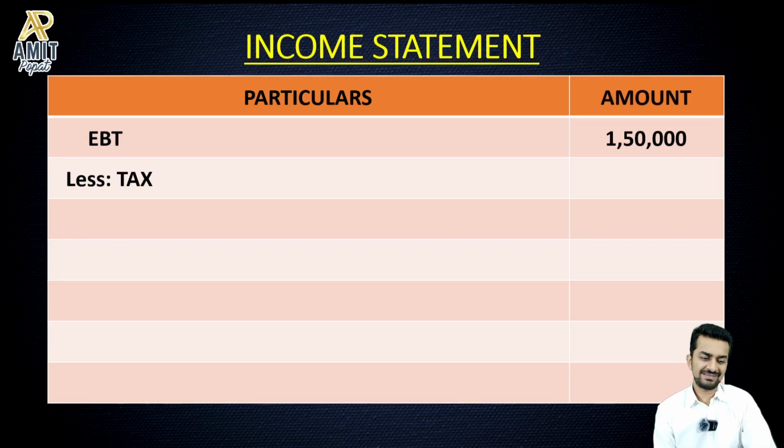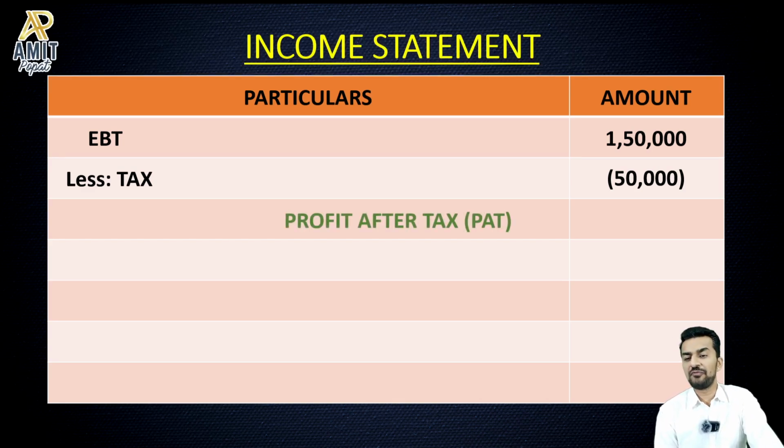Then I have to pay tax. Modi ji, Nirmala Sitharaman ji will come and they'll say, Amit, you're doing good business, you're earning good, give us our tax. So we have to pay the tax. We have to be law-abiding citizens. The rate I'm not getting into. I'm just giving you a round figure of 50,000 rupees, so the calculations remain easy. That gives me profit after tax.